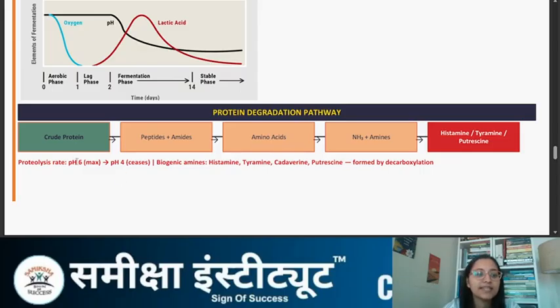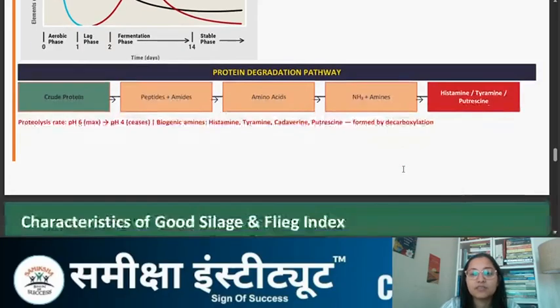Then proteolysis rate is highest at pH 6. Basically, higher pH is seen in the case of poor quality silage. In the case of butyric acid fermentative silage and clostridial growth, the ammonia nitrogen is present at higher levels, more than 20%. So it indicates that this is poor quality silage because the pH has not been reduced below 4. Then the biogenic amines, histamine, tyramine, cadaverine, putrescine, are formed because of decarboxylation reactions.